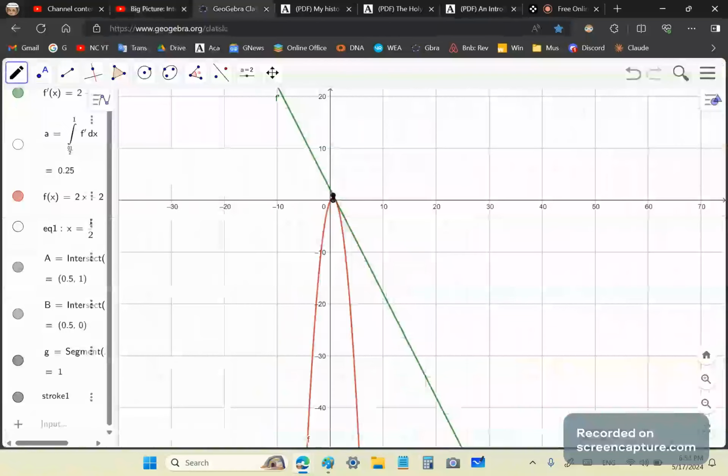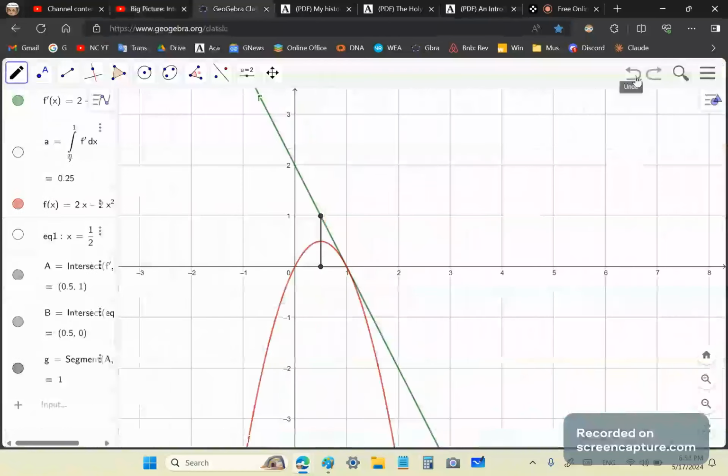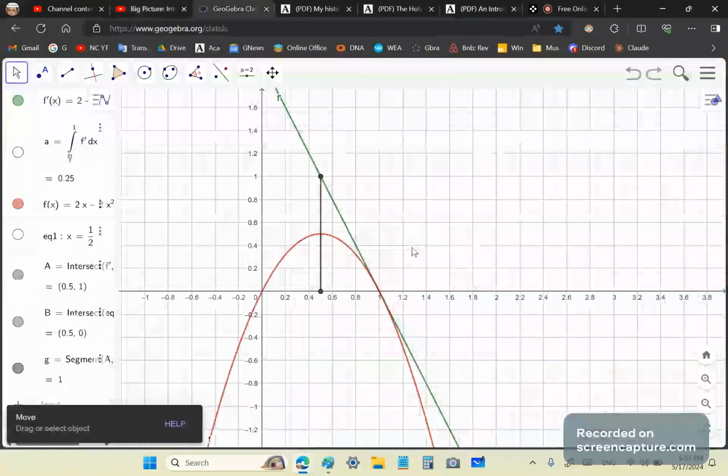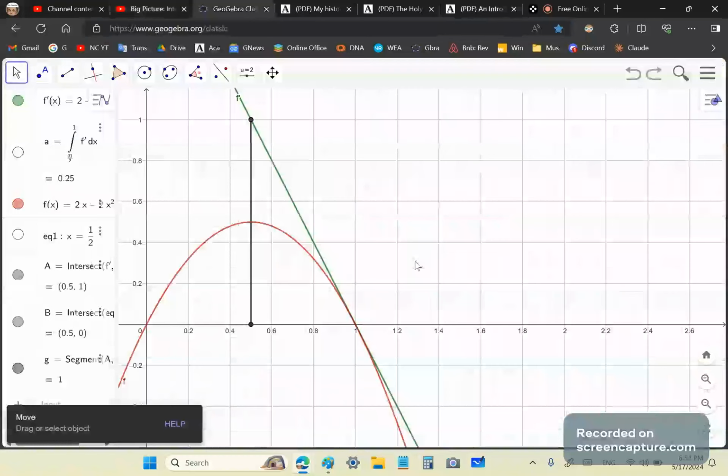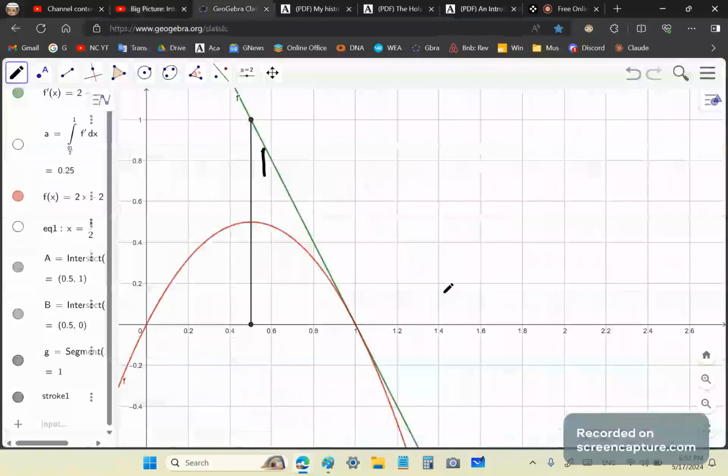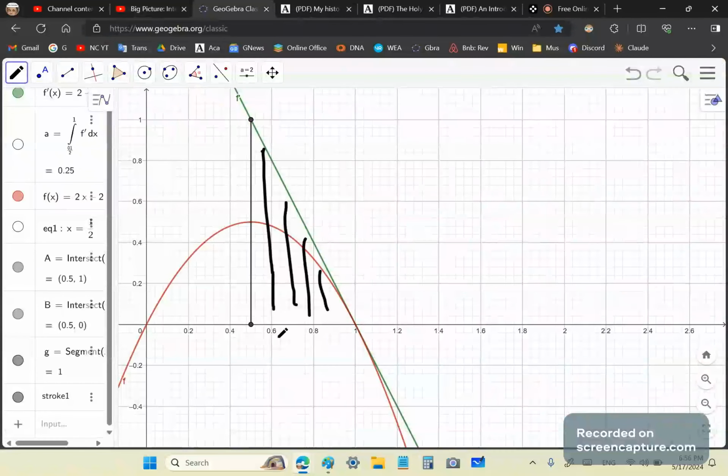Let's try that again. In fact, let's make this bigger, like that. Go back here. So you're saying let's find the arithmetic mean of all these y values in here. And once you find it, then all you have to do is multiply it by the interval width.